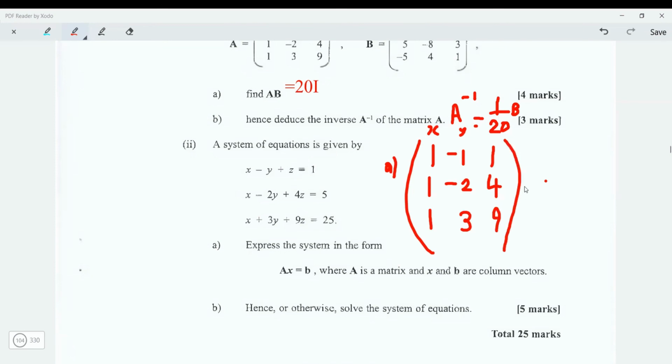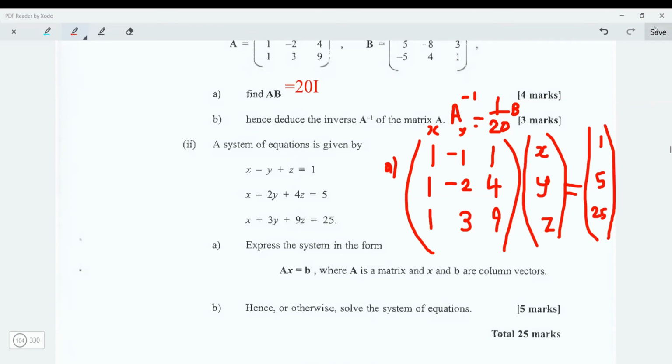And then you multiply it by xyz, and this is now equal to 1, 5, and 25. So this is what we have now, and that's part A. But notice, this is A. And since it says hence, we're going to use the inverse we found up here to help us solve this system.